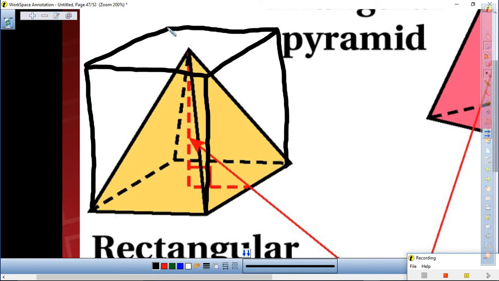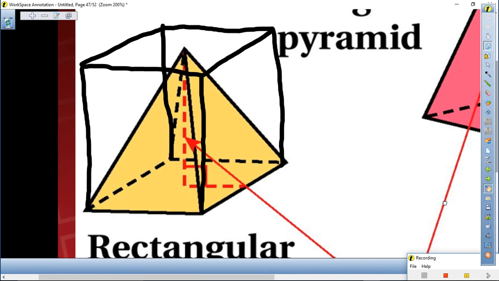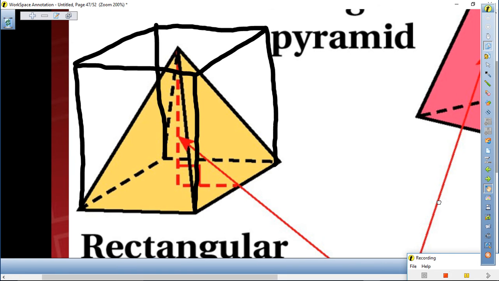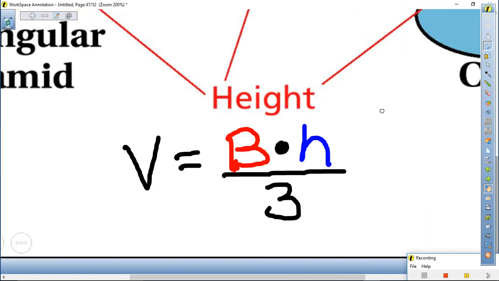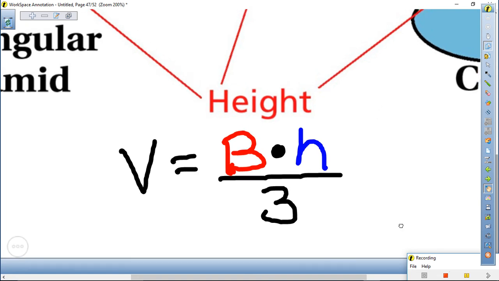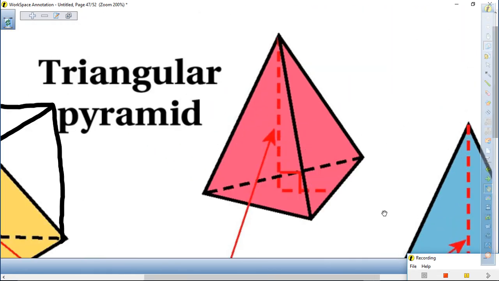Do you guys see it? Yeah. Does it fit inside of the rectangular prism? Yes. And guess what? Anytime you fit a rectangular pyramid inside a rectangular prism, it's only 1/3 of its volume. That's why at the end we do what? Divide by 3.